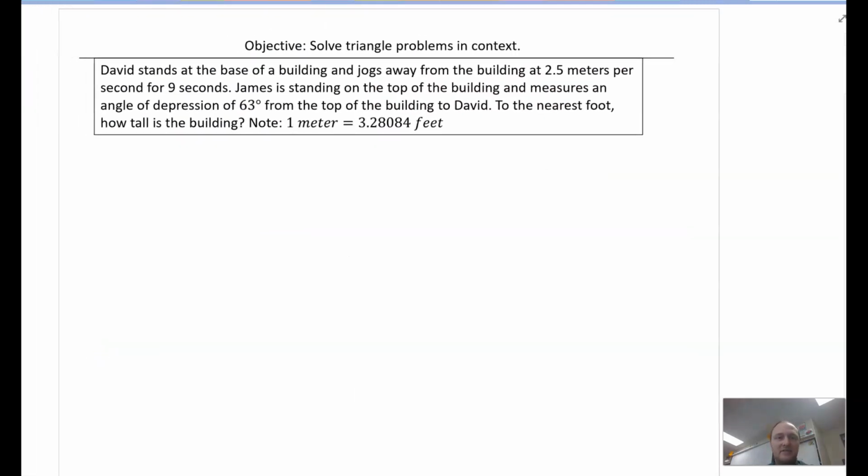It says David stands at the base of a building, and he jogs away from the building at 2.5 meters per second for 9 seconds. James is standing on top of the building, and measures an angle of depression of 63 degrees from the top of the building to David. They say, to the nearest foot, how tall is the building? And then they also give us a note. Whenever they give you a note, that means you're going to be using it. They're giving you some information. So they want to know how tall is the building.